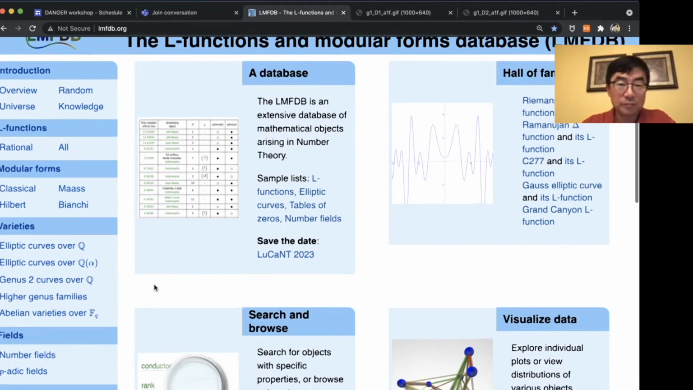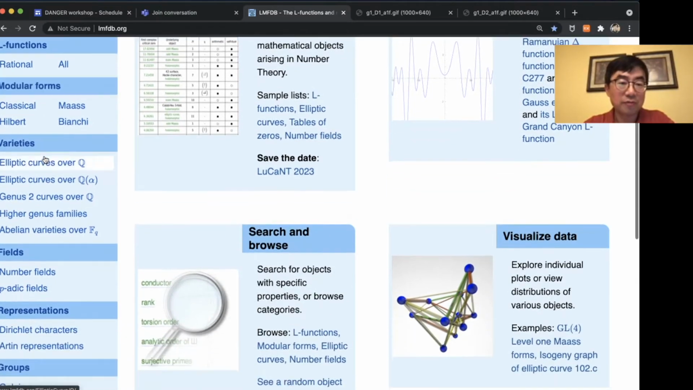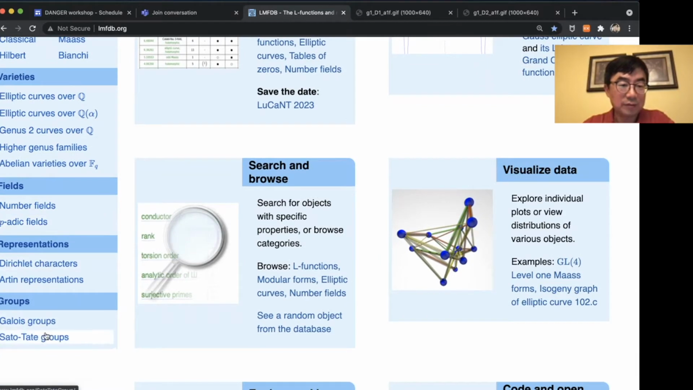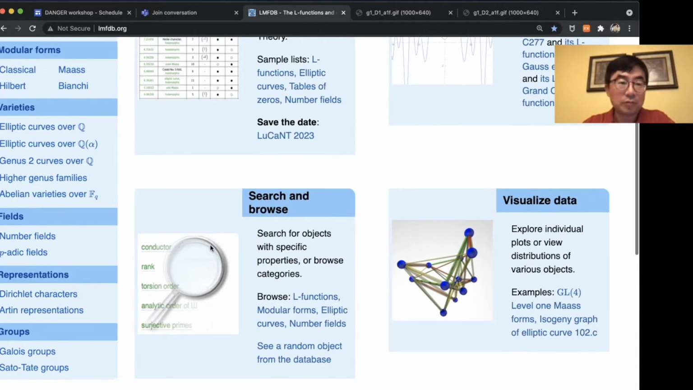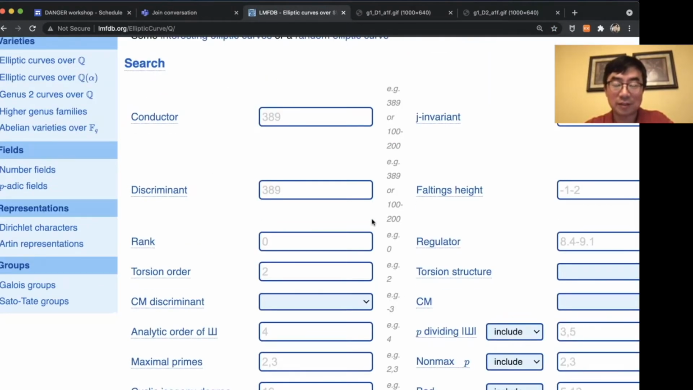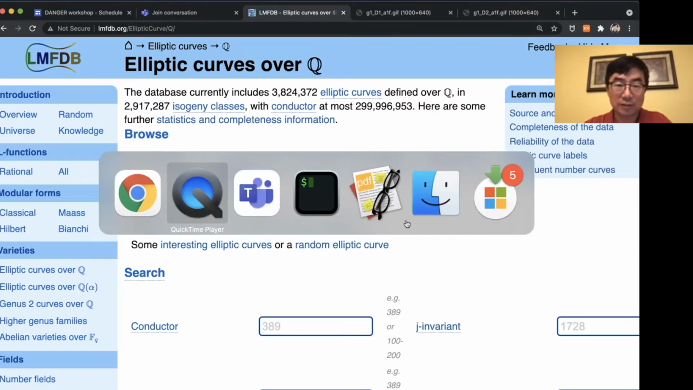There are a lot of things. If you look at this column: L-functions, modular forms, elliptic curves, genus 2 curves, number fields, etc., p-adic fields, Galois groups, some representations, and Sato-Tate groups. If you have not done it before, I highly recommend visiting this website and looking around. You can basically get a lot of data out of this website. Okay, let me go back to the slides.